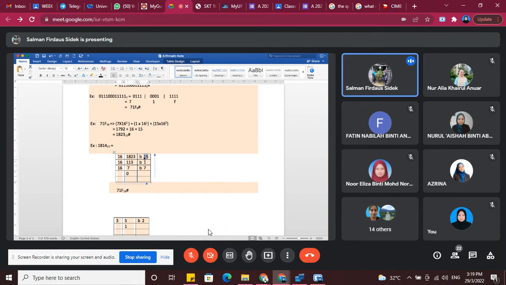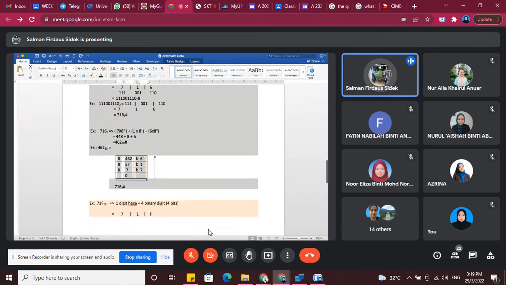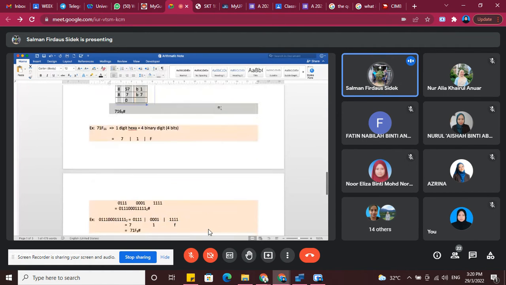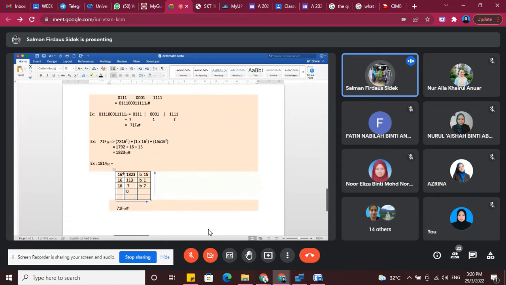Dia takkan lebih 15, dia takkan lebih 16 lah, 15 sampai F. Dia takkan lebih sini. Nak bahagi kena bagi banyak ni je, bagi 16. Kalau awak kata 16 tadi adalah 16 yang ini, dah susah. Katakan ini masuk 16, andai kata, let's say this is the value of 16 and it is similar that we use here. Here 16. So it's wrong.